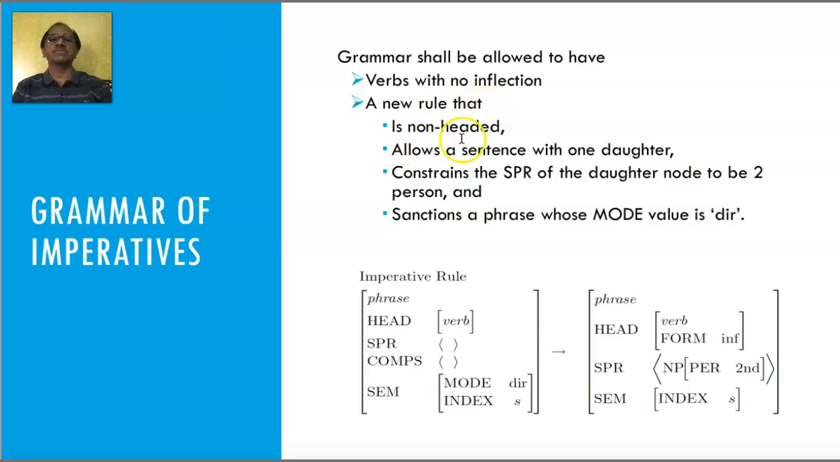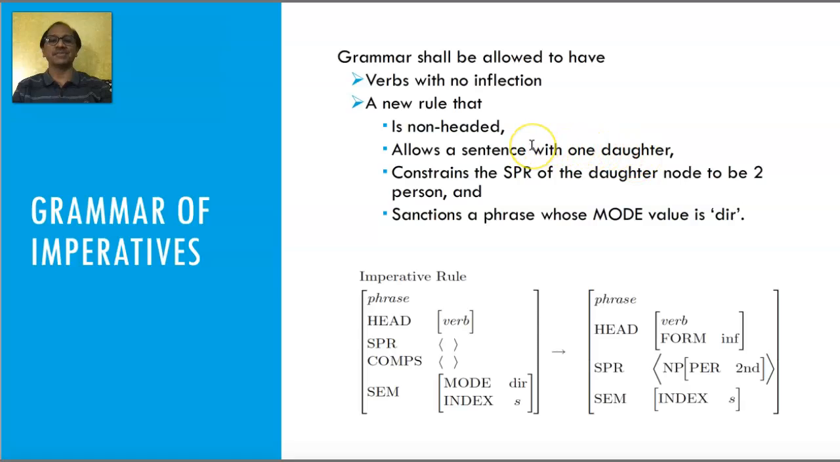That rule must be non-headed. Non-headed because we have seen headed rules till now: head complement rule, or head specifier rule, or head modifier rule. We have seen only one non-headed rule till now, that is coordination rule, if you remember that. Then this is going to be another non-headed rule. The imperative rule has to be a non-headed rule, and that rule should allow a sentence with one daughter.